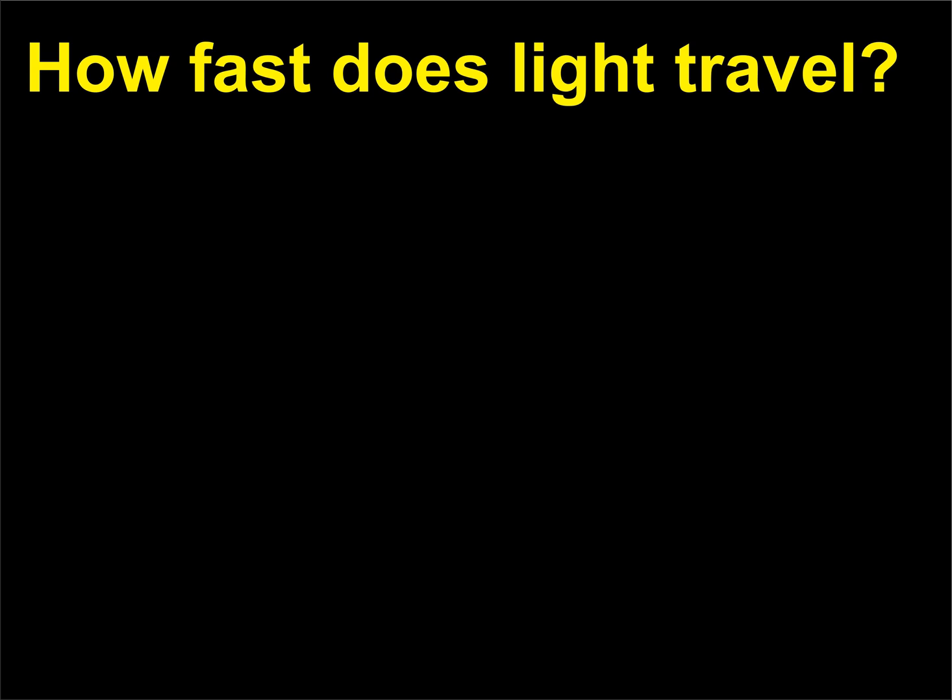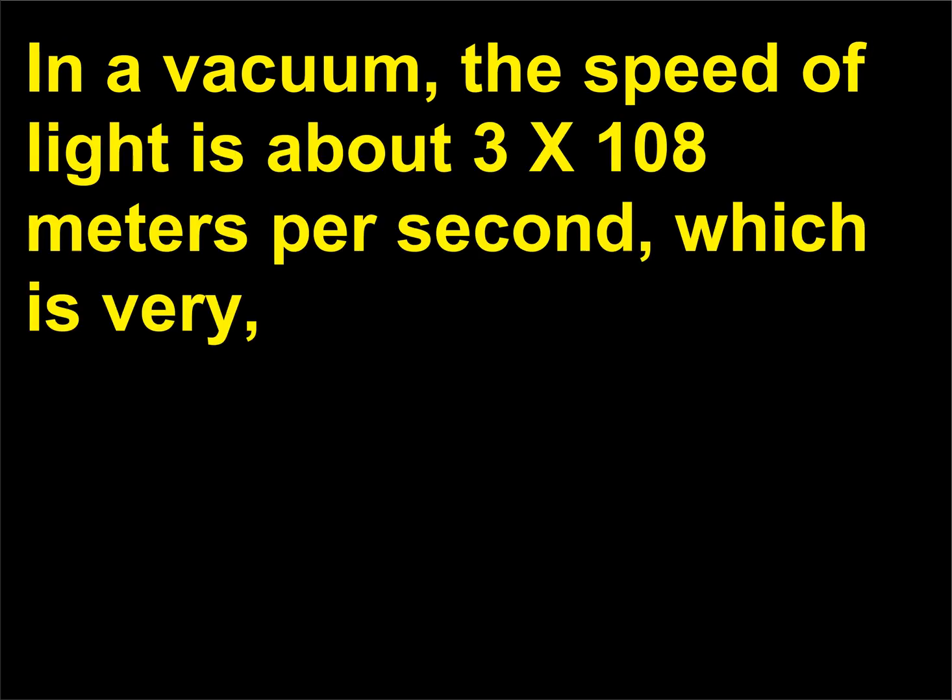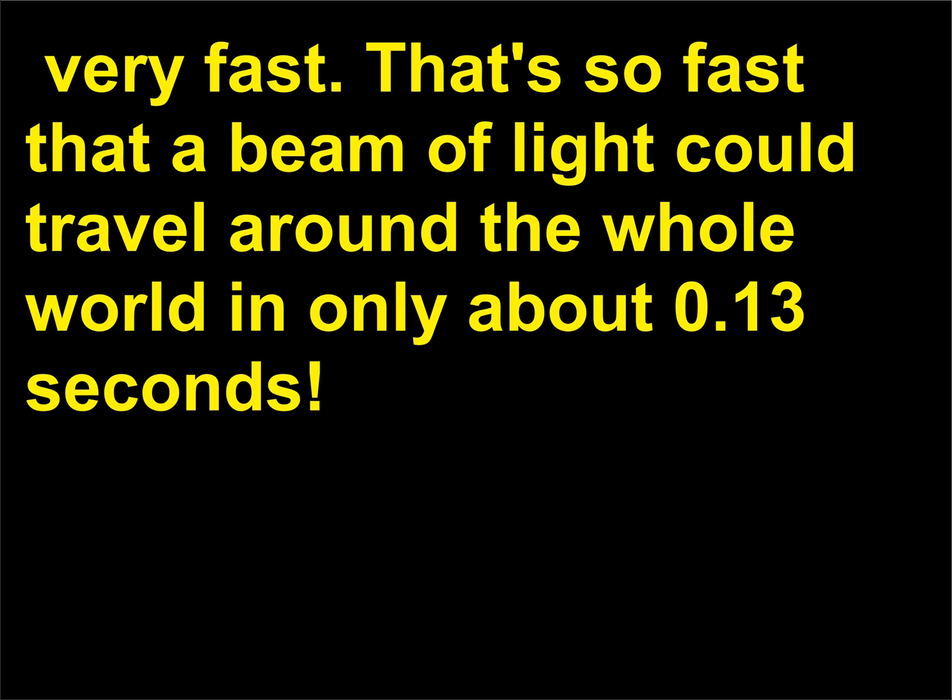How fast does light travel? In a vacuum, the speed of light is about 3 × 10^8 meters per second, which is very fast. That's so fast that a beam of light could travel around the whole world in only about 0.13 seconds.